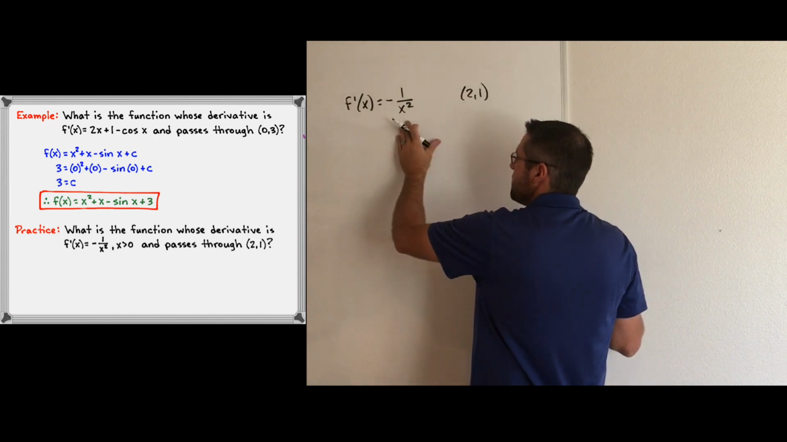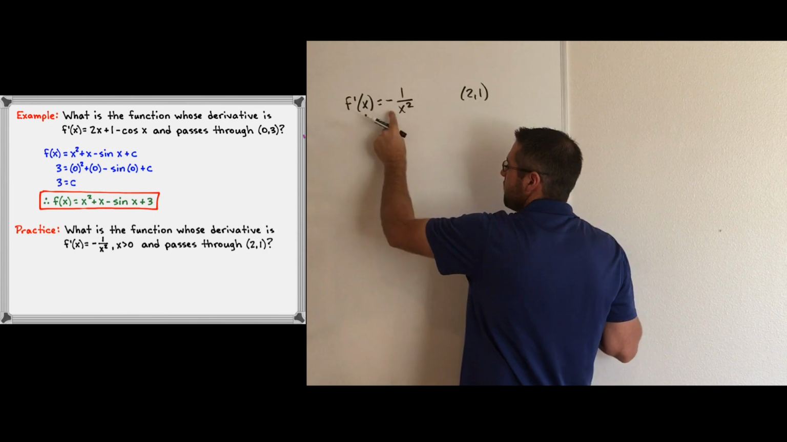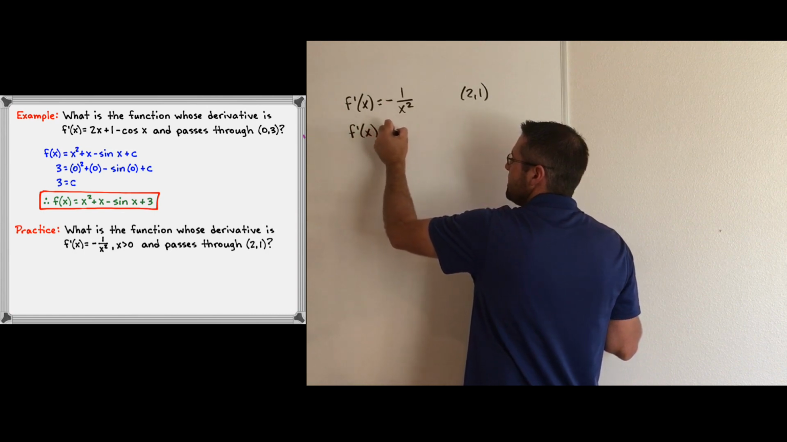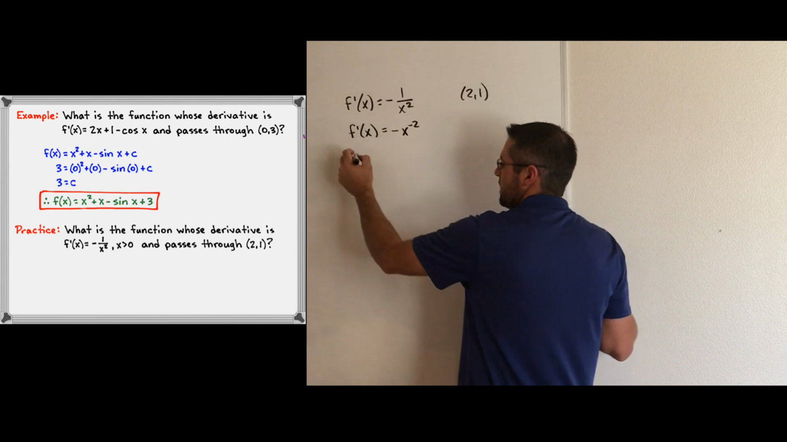So remember we talked about this. The exponent in the denominator is not 1, so therefore the antiderivative of this function is not natural log of x. We're going to rewrite this as a negative exponent. So this is going to be negative x to the negative second. Then we'll take the antiderivative.